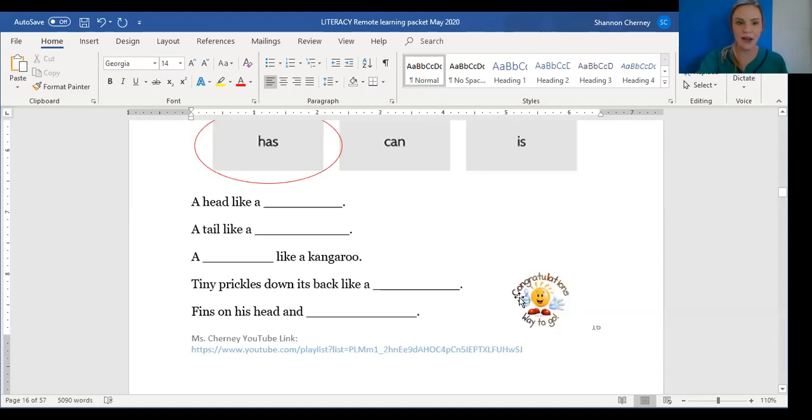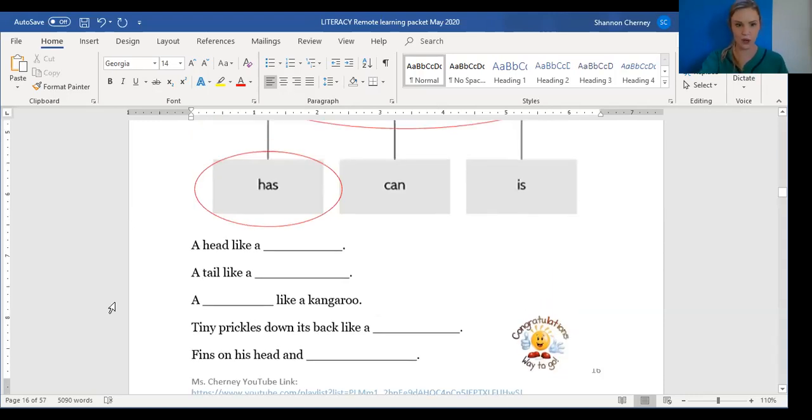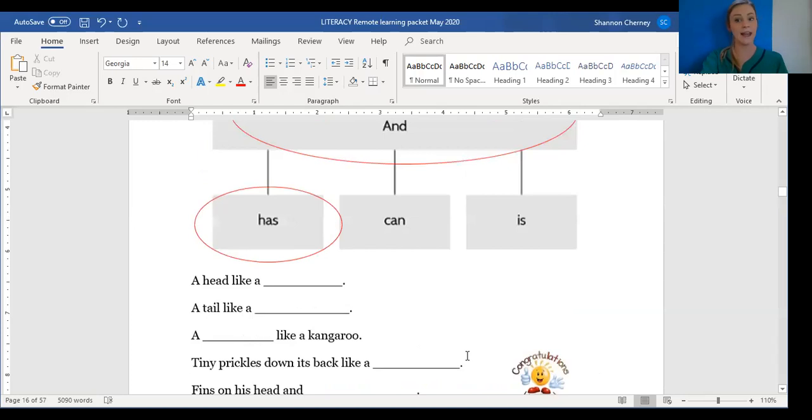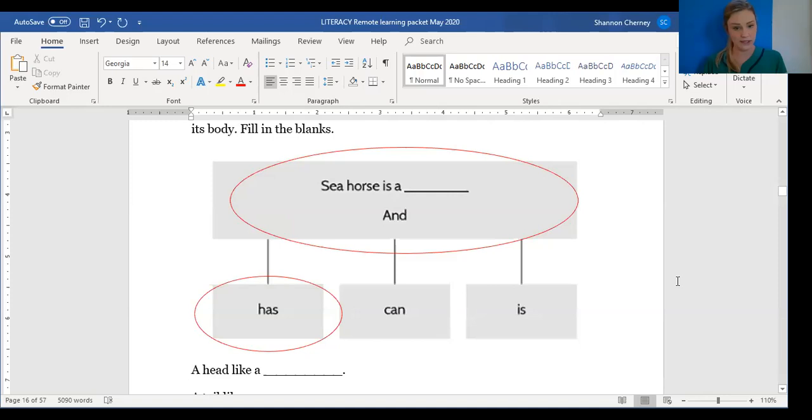Excellent job. So now you should have filled in what the seahorse has. A head like a blank, a tail like a blank, like a kangaroo, tiny prickles down its back like a blank, and fins on its head and blank. We're going to use all of this information to make another informative paragraph at the end of this unit on the seahorses, so make sure you keep this page nice and safe. I will meet you back here for your next video.